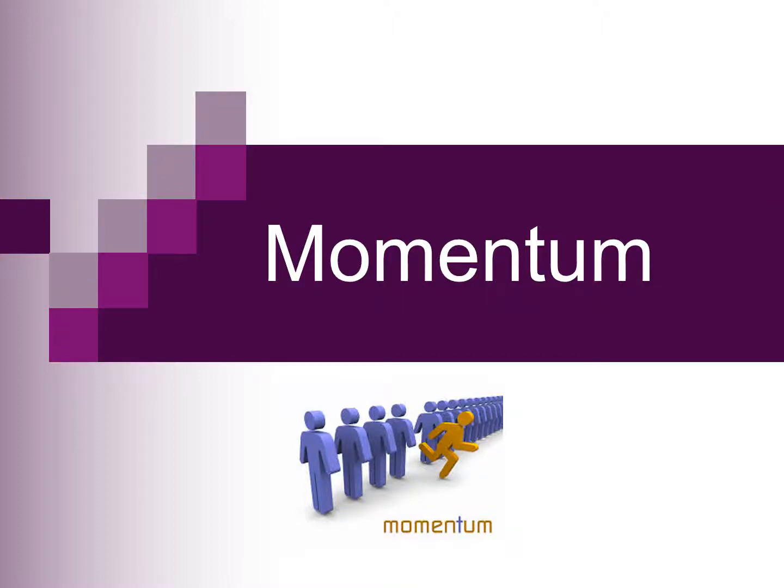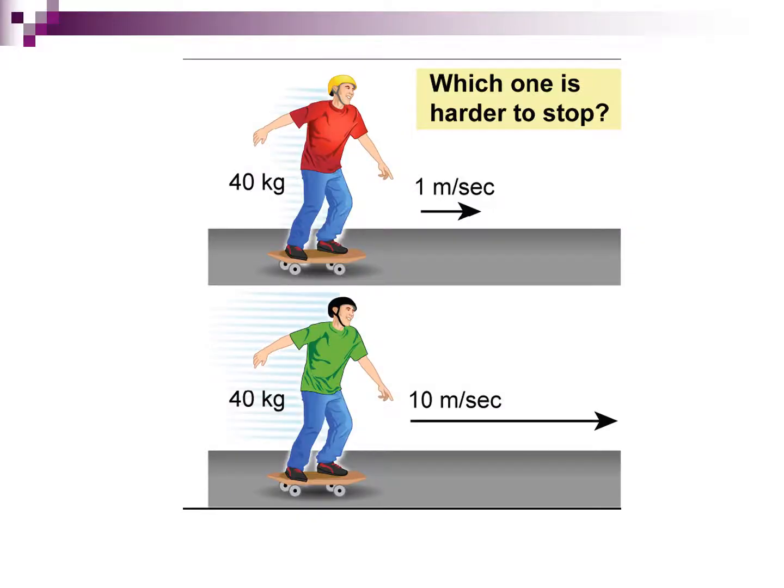Today's topic is momentum. So which one is harder to stop? A 40 kilogram person going 1 meter per second or a 40 kilogram person going 10 meters per second? And as we go through the topic of momentum, we'll be able to answer this question.